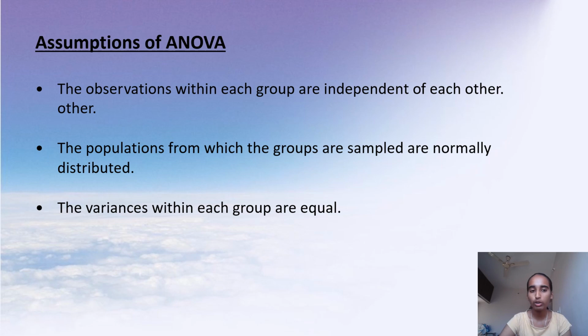Assumptions of ANOVA. The observations within each group are independent of each other. The populations from which the groups are sampled are normally distributed. The variance within each group is equal.